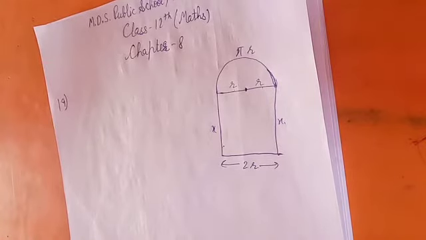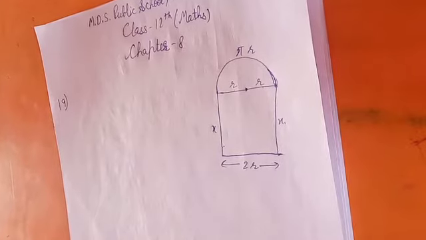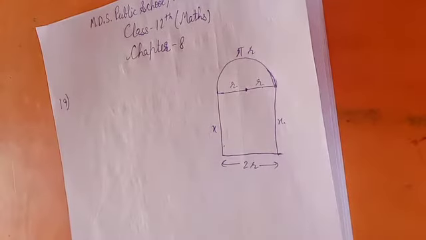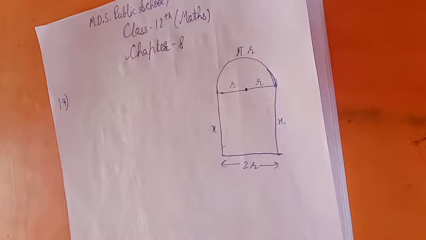Given the perimeter of the figure, find its dimensions in order that the area may be maximum. What are they saying? They are saying that if this type of figure is given and the perimeter of this figure is given, then we have to find the values of x and r so that the area will be maximum.